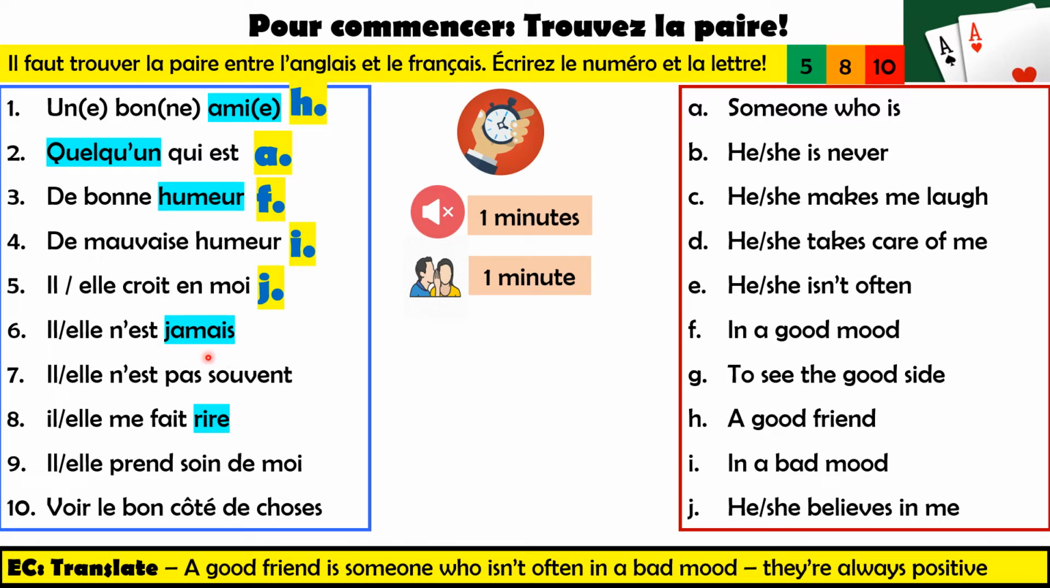Numéro 6, il, elle n'est jamais. This is a keyword you need to know, jamais, for the GCSE. Il, elle n'est jamais veut dire he or she is never. Jamais veut dire never en français.